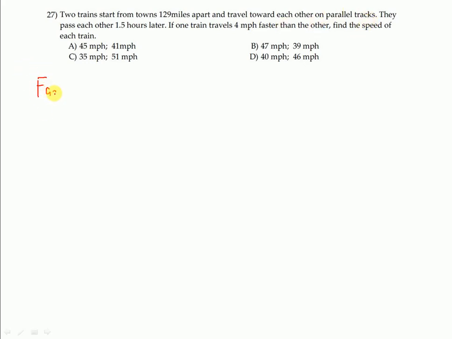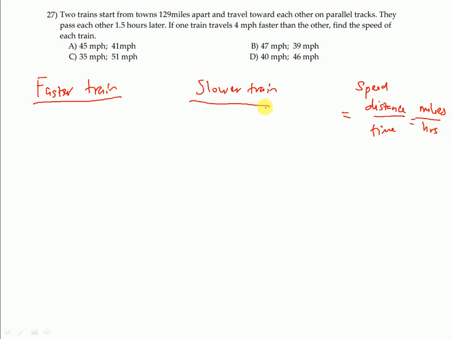In this case, we have the faster train and the slower train. The question involves speed, and we know speed is equal to distance over time. Here the distance is in miles and the time is in hours. What if I call x the speed of the slower train? We have to find the speed of this one and also the faster train, because they are asking for the speed of each train.